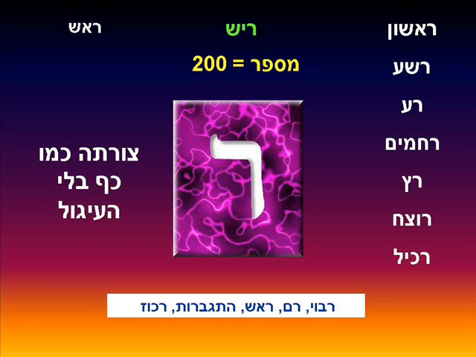Resh is 200. Resh means the head. The idea behind the Resh, whenever it's in first position, well, even if it's in a second or third position, but mostly when you see it in the beginning, it's easier to see the effect of it. It has to do with ribui, pru urvu. It has to do with multiplying, ram, to become greater, to become the head, to become stronger, to concentrate. When you concentrate, you're multiplying something of the same. Here is the word rishon, rosh, being the first, being the head.